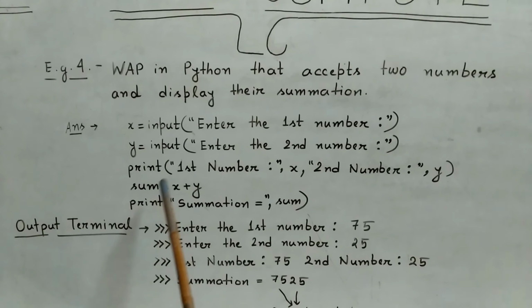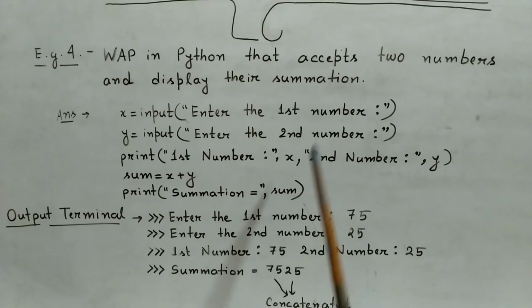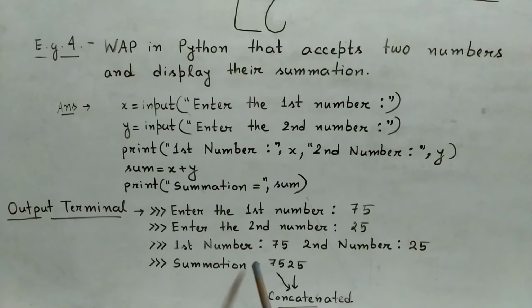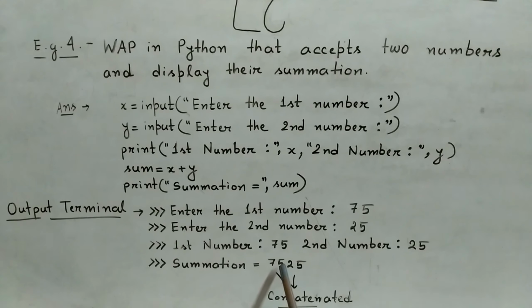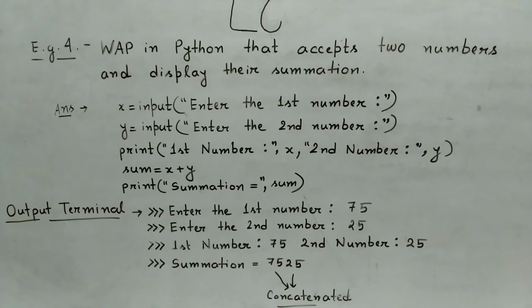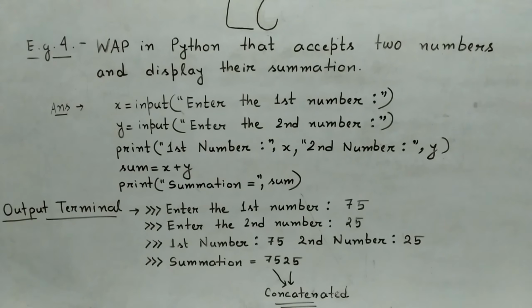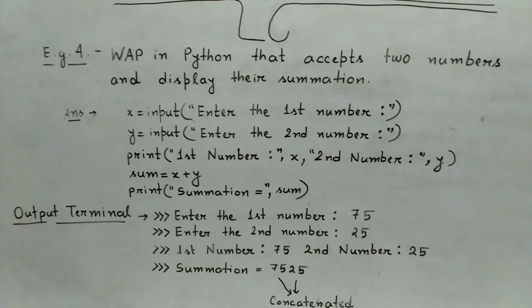Now sum equals to X plus Y. Print summation equals to sum. Well, summation shows here 7525, but it is supposed to show 100 only because 75 plus 25 becomes 100. So how is it possible?